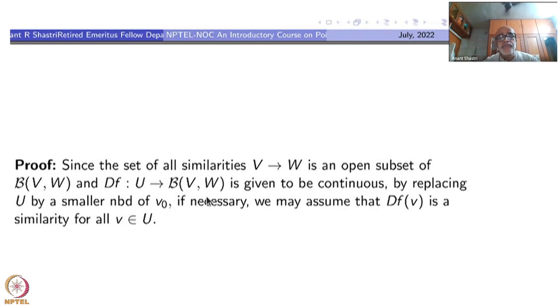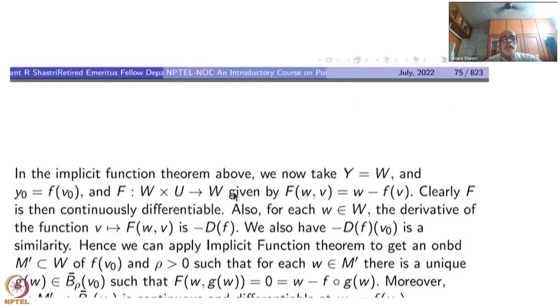And that open subset, let us now rewrite it as U. We don't want the bigger U at all. So the assumption is that starting with one point it is invertible, we are assuming that for all V inside U, DF(V) is invertible. It's a similarity. Okay. Next step. In the implicit function theorem above, we take Y equal to W.